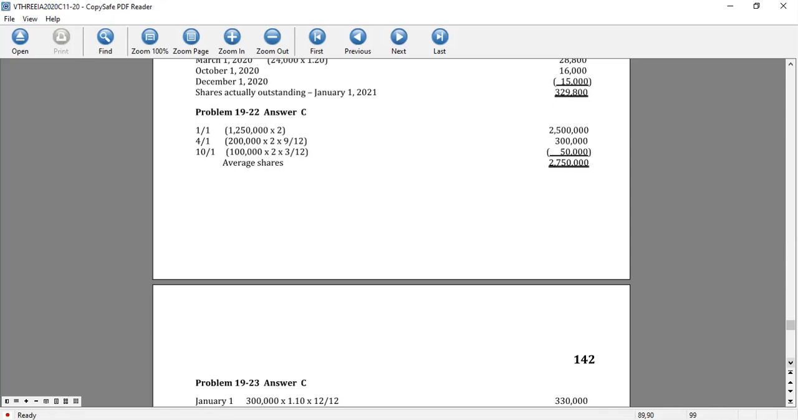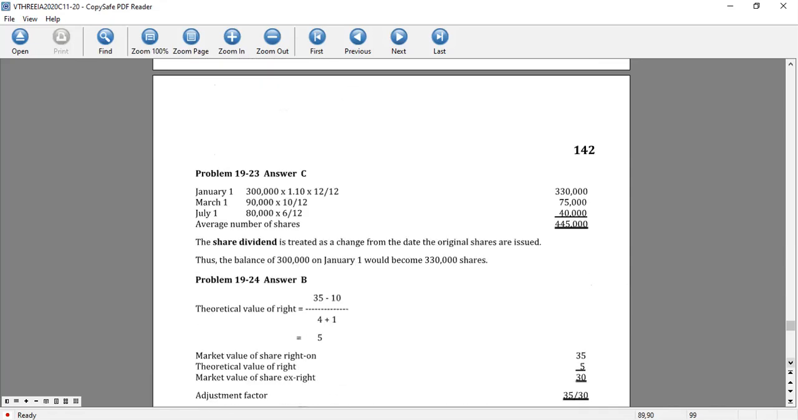Next, we go to 19-23. In 19-23, the company had the following transactions during the year. The weighted average number of shares. On January 1, we have 300,000 shares, but on February 1, issued a 10% share dividend. So that will be times 1/10 times 12/12. Your 12/12 may be eliminated because it's still equal to 1.